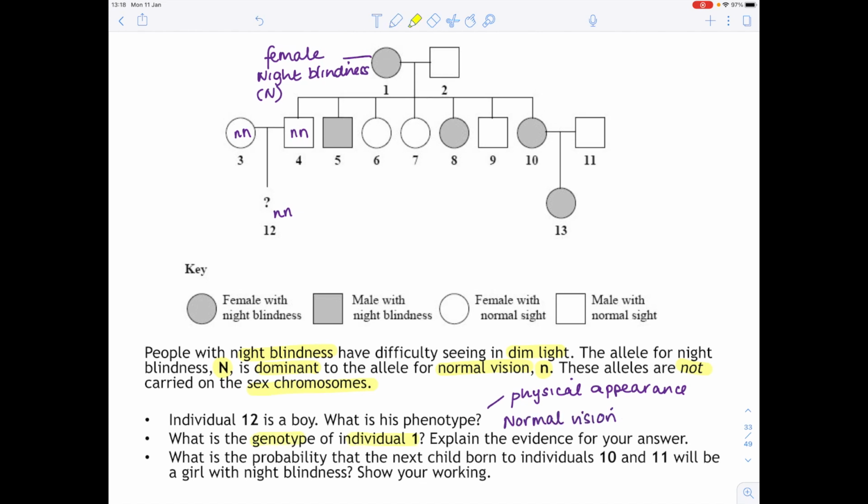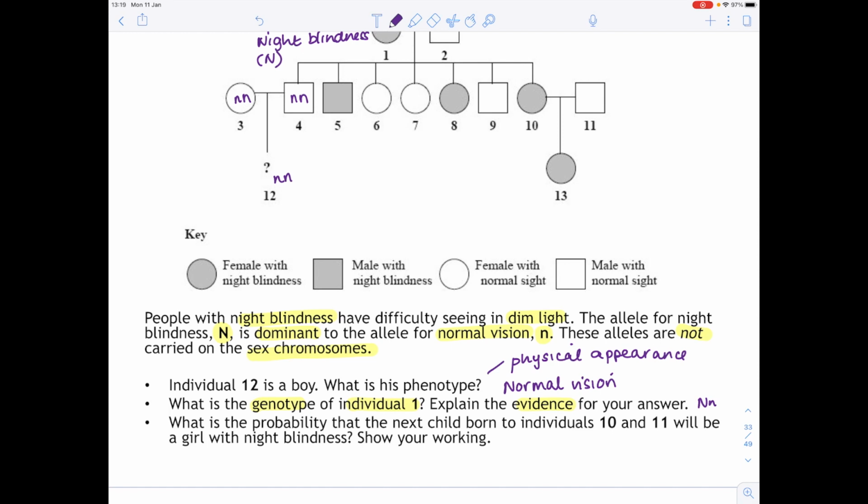What is the genotype of individual 1? Explain the evidence for your answer. So we're looking at this individual here. We're looking for a genotype, so we need a combination of alleles. I've already pointed out that they must have a capital N in order to have night blindness. The question is now, does individual 1 have the homozygous dominant genotype or the heterozygous version of that genotype? And the way to work that out is by looking at all the offspring. Obviously, if they had this genotype, then every single one of the offspring would have night blindness. This isn't the case, which stands to reason, therefore, that they are heterozygous.